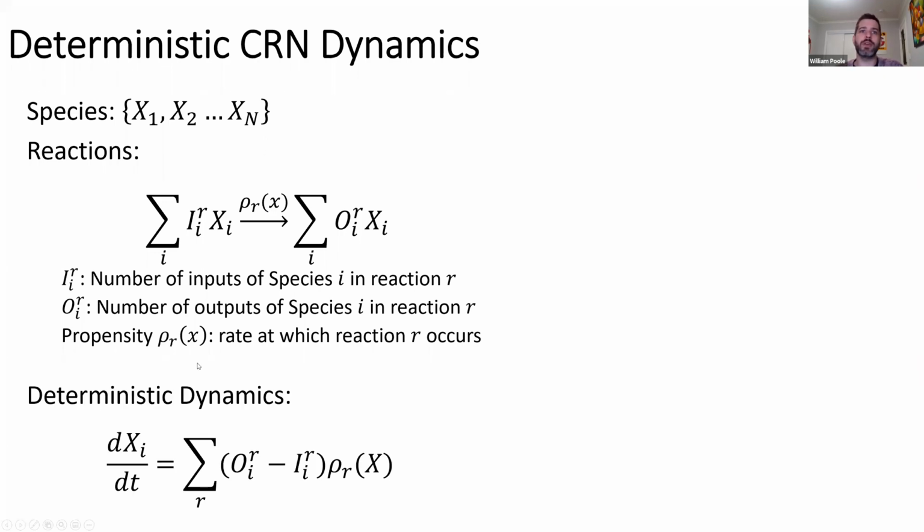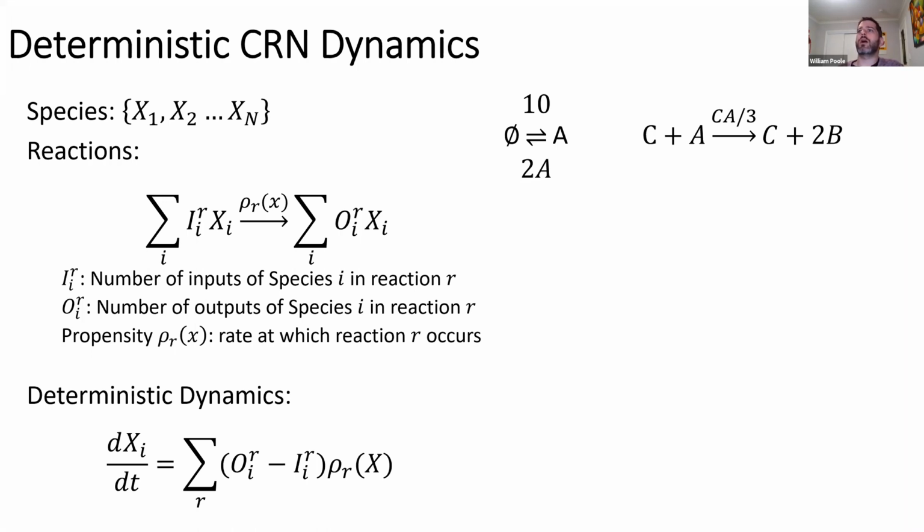And I can write down this set of ordinary differential equations. The change in x with respect to time, it's a concentration right now, is given by the sum over all the reactions of the difference between the inputs and outputs times the propensity. So this is a fairly compact ordinary differential equation, but there might be many species and many reactions. So in fact, although I wrote this in a very compact way, typically this has many terms and is very highly dimensional. But let's give a very brief example.